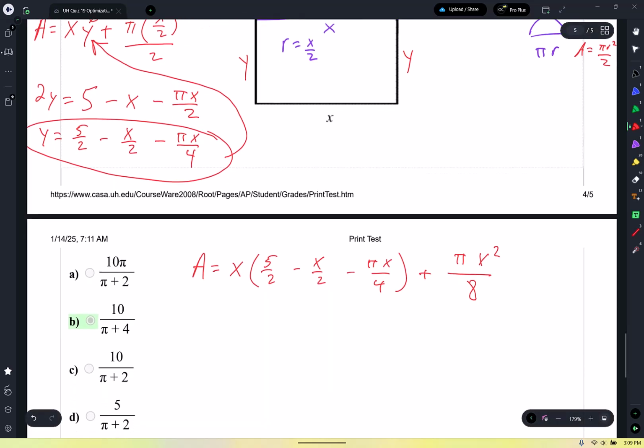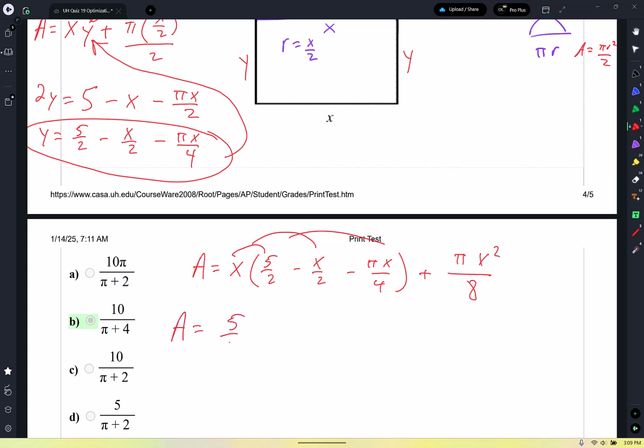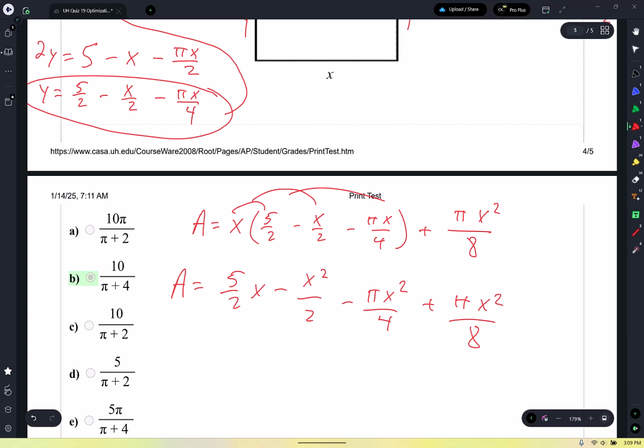Okay, I'm going to distribute this x. That way we don't have to do product rule there. So 5/2 x minus x squared over 2 minus pi x squared over 4. I could do common denominator, but I don't want to do it yet. I don't see any issues. I think we're okay.